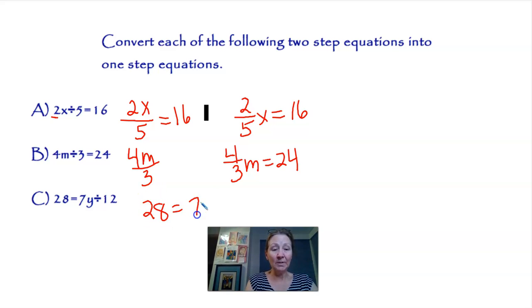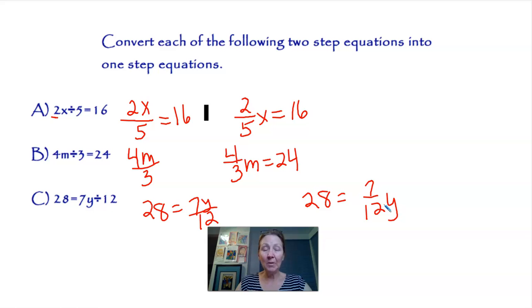28 equals 7y divided by 12, but I want to make the 7 and the 12 a fractional coefficient like this. 28 equals 7/12 y. Okay, cool.